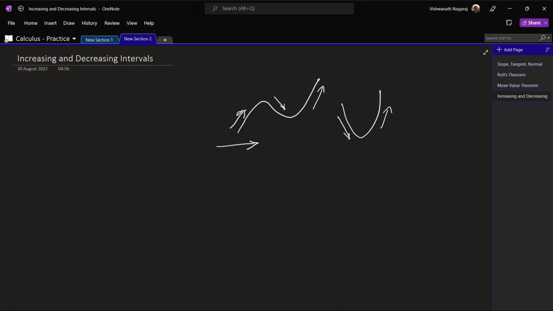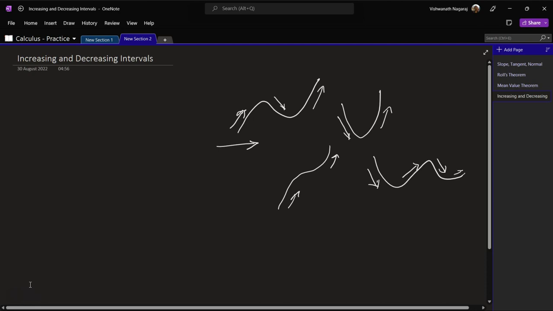And you may get something like this. So here it is increasing and here also it is increasing. Okay. Or you may have something like this. So decreasing, increasing, decreasing, and if it goes a little bit further, it is increasing.